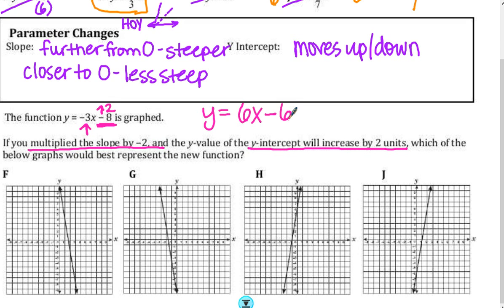All right, so which graph looks like that? Well, first I have a positive slope, right? Positive slope. So I'm going to eliminate F and G because those are both negative slope. Now, who's intercepting at -6 on my y-axis? And that is J. Awesome. All right, so those are the kind of parameter changes you might be seeing.